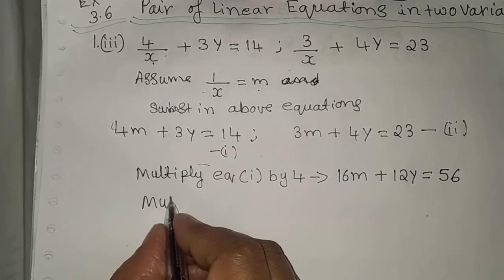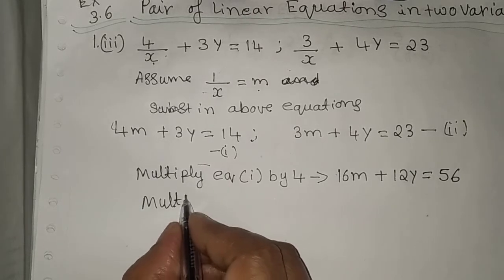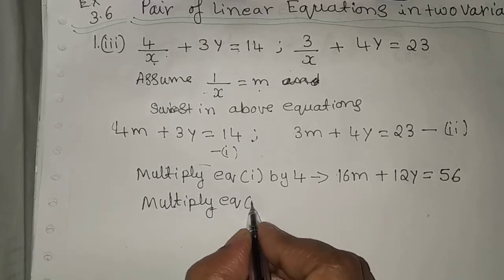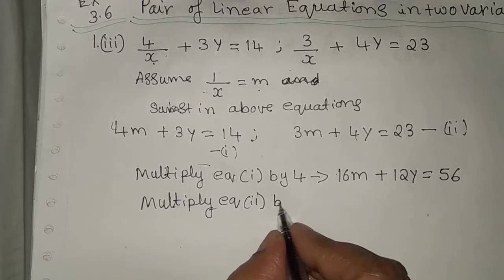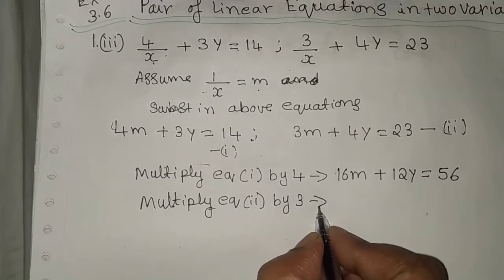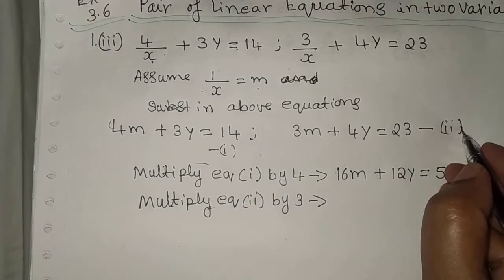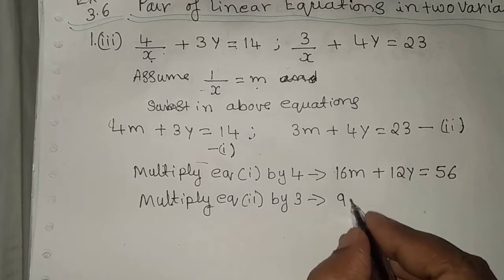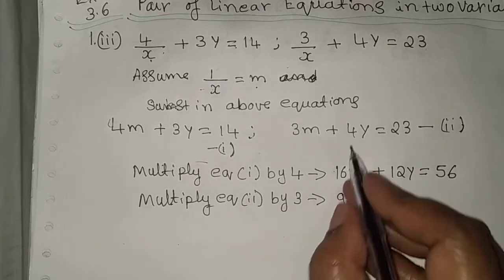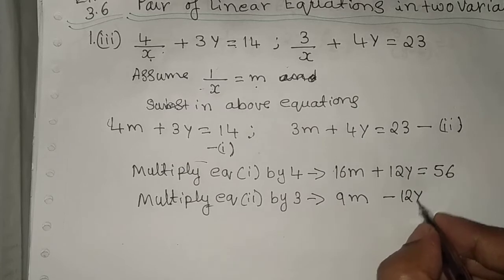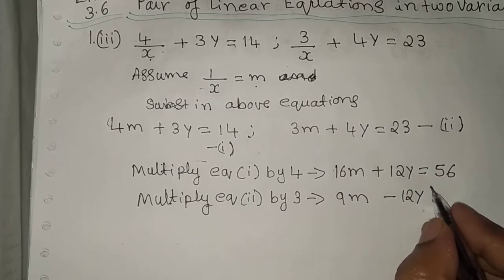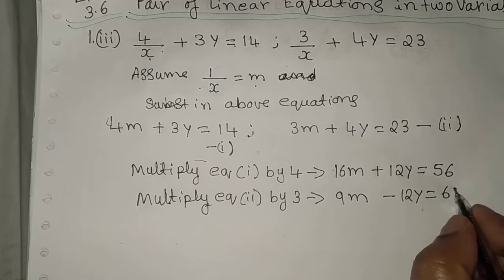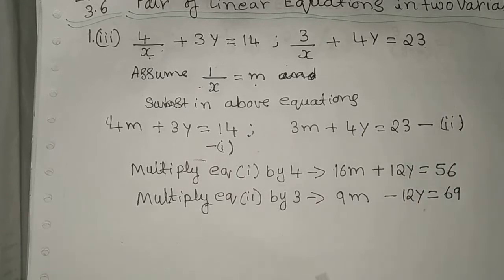Next step is to multiply equation 2 by how much? By 3. So equation 2 becomes 3 3s are 9m minus 3 4s are 12y, and 23 into 3 will become 69.